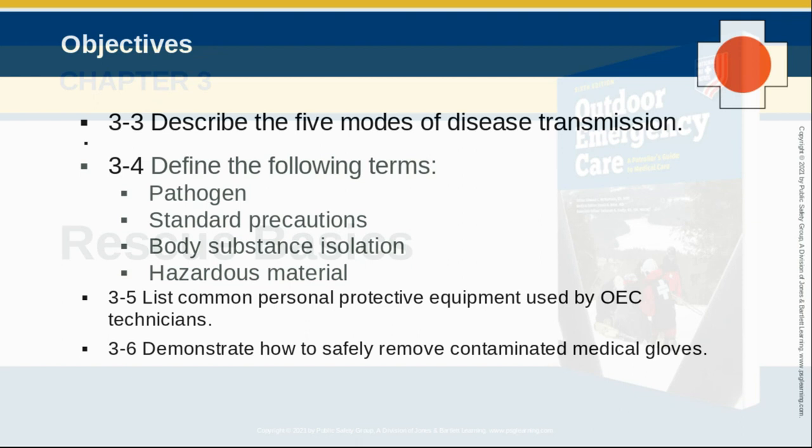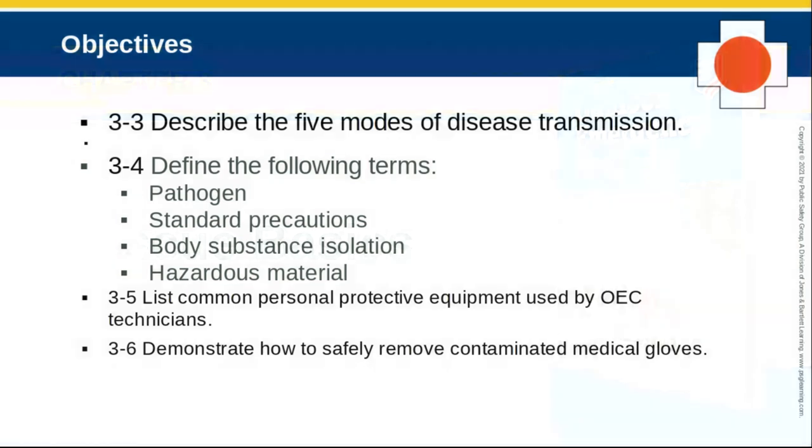In this podcast from Chapter 3, we're going to talk about protecting yourself from disease. So we'll begin by describing 5 methods of disease transmission. Then we'll talk about stopping that disease transmission with standard precautions, BSI, and the use of PPE. The major skill in Chapter 3 is how to safely remove contaminated medical gloves.